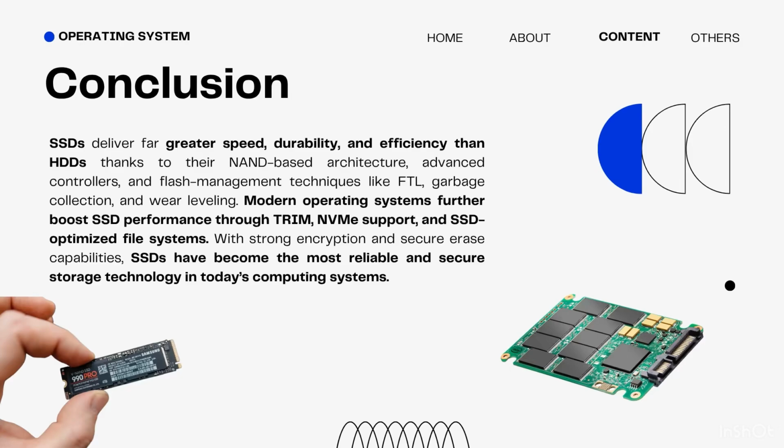In conclusion, SSDs give higher speed, low latency, better durability, and strong security compared to traditional HDDs. The operating system improves SSD performance by using NVMe, TRIM, optimized file systems, and smart schedulers. Together with strong hardware encryption and secure erase, SSDs have become the most reliable and secure storage technology in modern computers.